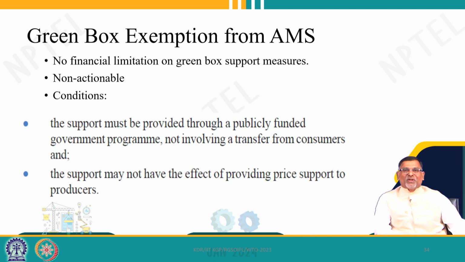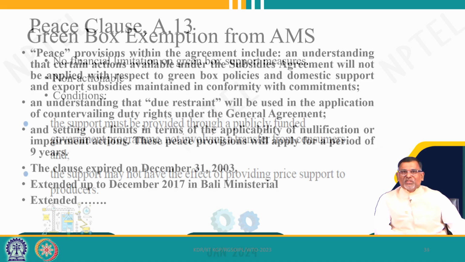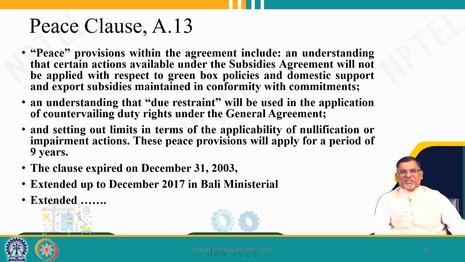So, the MSP program of India. India has an MSP program for wheat, rice, and so many products. All of these are going to be within the AMS; there is no exception under the green box. So, these are the problematic areas to discuss, and the reason this area is still peaceful is Article 13 of the Agreement on Agriculture, which is known as the peace clause.